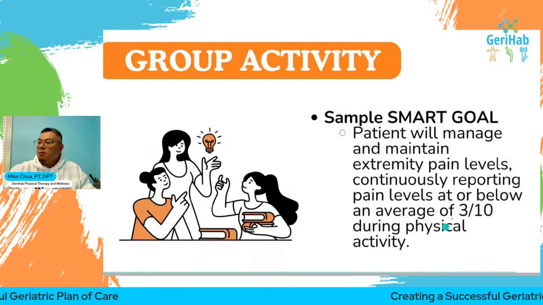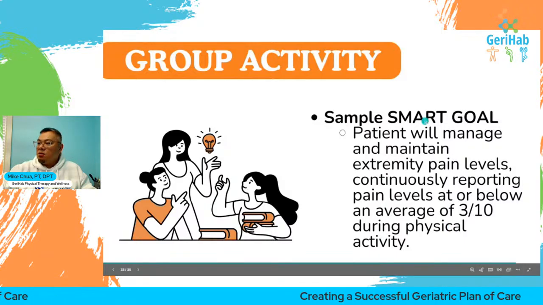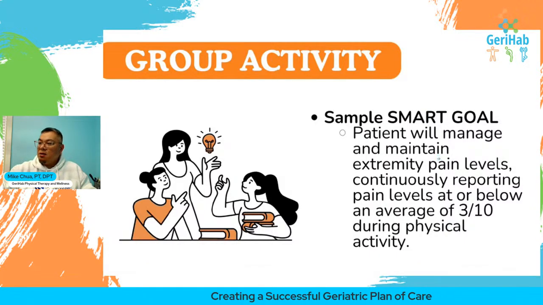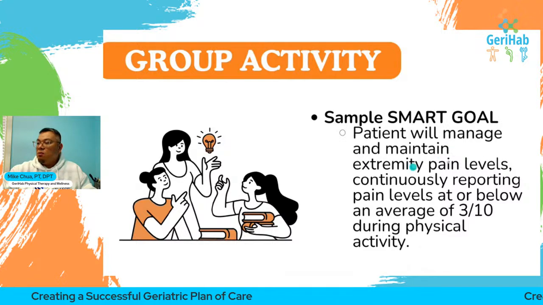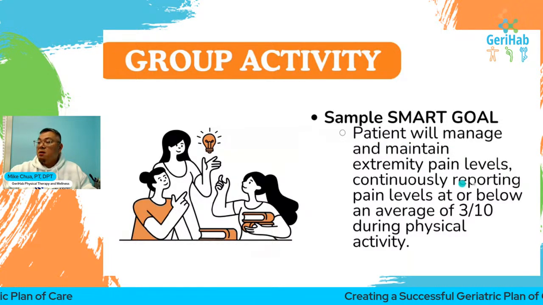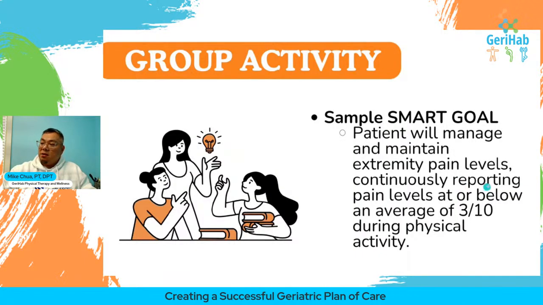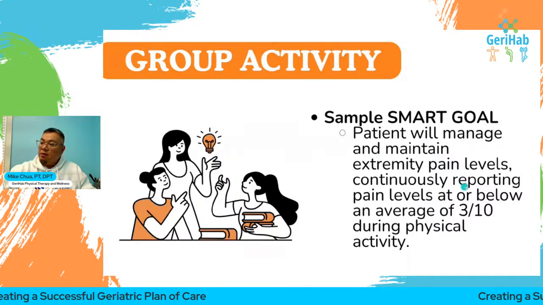Again, patient SMART goal: patient will manage and maintain extremity pain level, continuously reporting pain levels at or below an average of 3/10 during physical activities. So this one, they didn't say what joint. It's still not specific. We need the specific joint there, right?